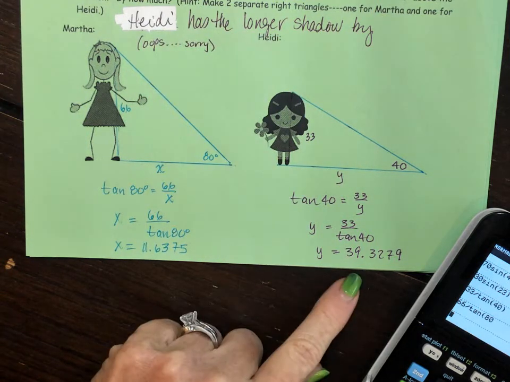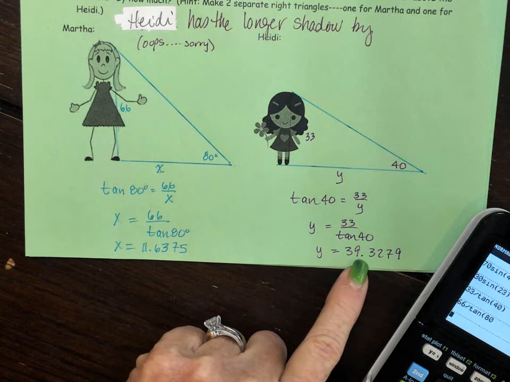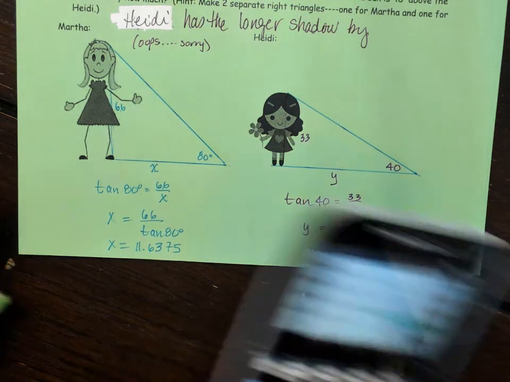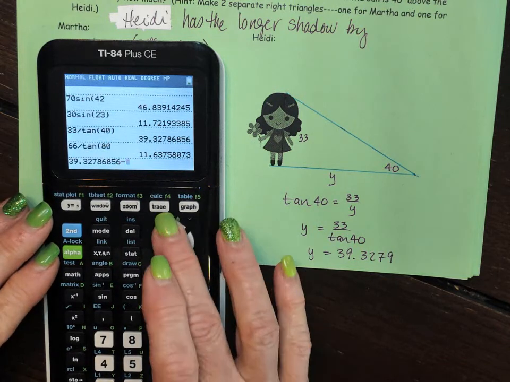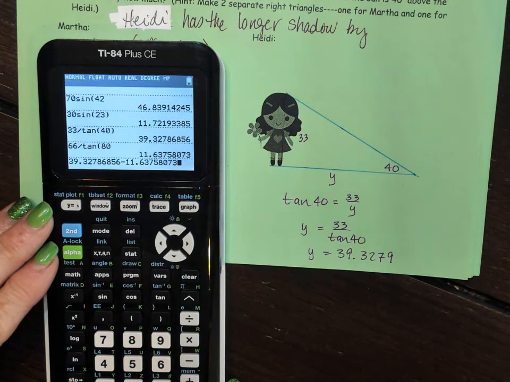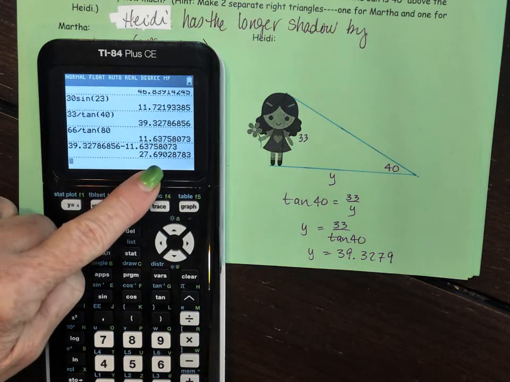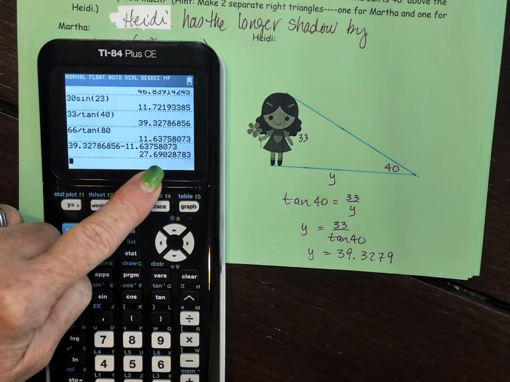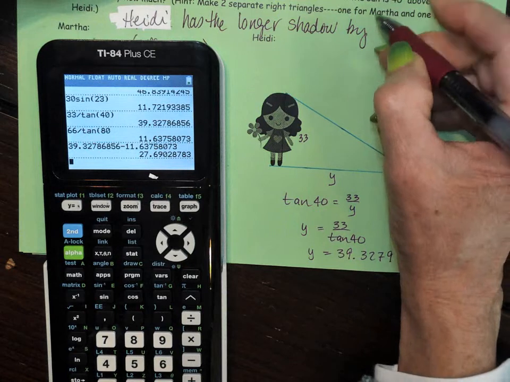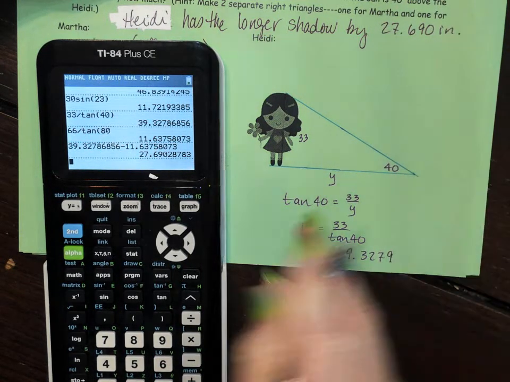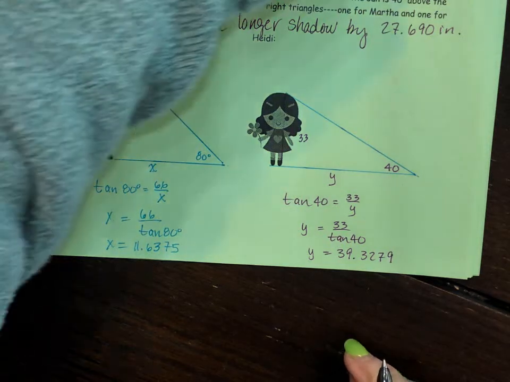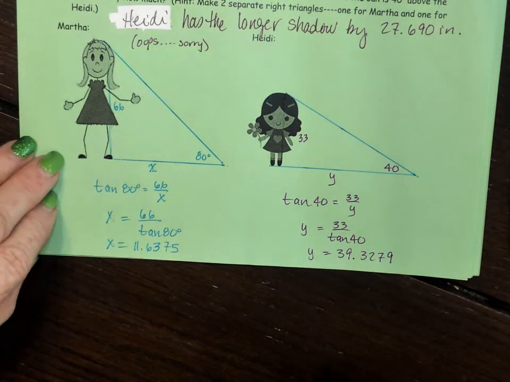Okay, Heidi has the longer shadow, so now I have to do this 39 point whatever mess. I'm going to go back up and grab it, so 39, and then minus the 11 one, this one, and I got 27.690 inches. 27.690 inches. All right.